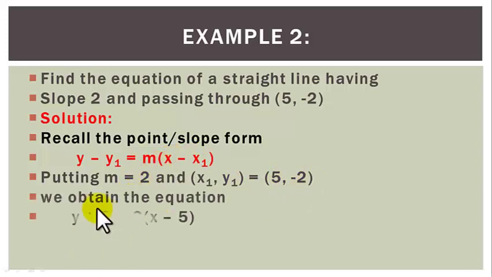the following equation: y minus y1, that is y minus minus 2, which is y plus 2, is equal to the slope m, which is 2, times x minus x1, and x1 is 5. Now let us open this bracket to obtain 2x minus 10. So that will give us y plus 2 equals 2x minus 10. Taking this 2 to the right hand side, we will obtain y equal to 2x minus 12.